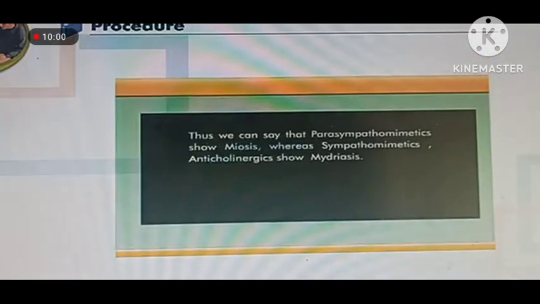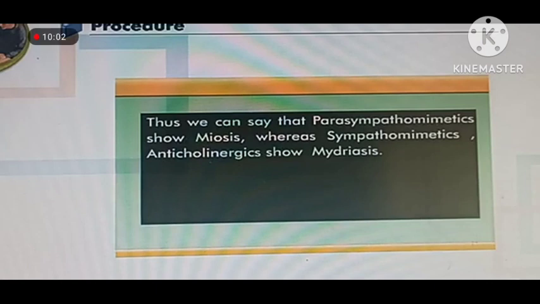Thus, we can say that parasympathomimetics show meiosis, whereas sympathomimetics and anticholinergics show mydriasis.